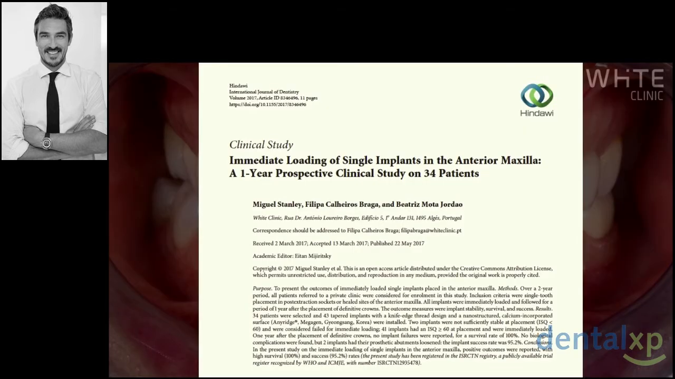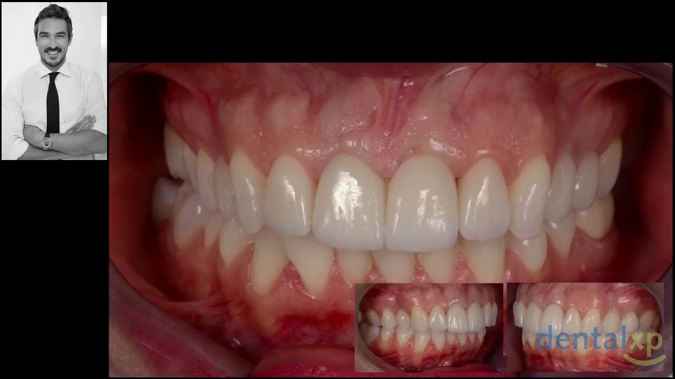Nice bone volume there. And we actually presented this in a study which came out in PubMed about 5 months ago, where we did an immediate loading of single implants in the anterior maxilla, a 1-year prospective clinical study on 34 patients, where we actually had a 100% success rate. Just except 2 implants, we had to wait and do a delayed loading. But on all of these implants, so 41 implants, we did this protocol with incredible success. And of course, we have to follow the protocol, and this is using the AnyRidge implant. So this is the end result.